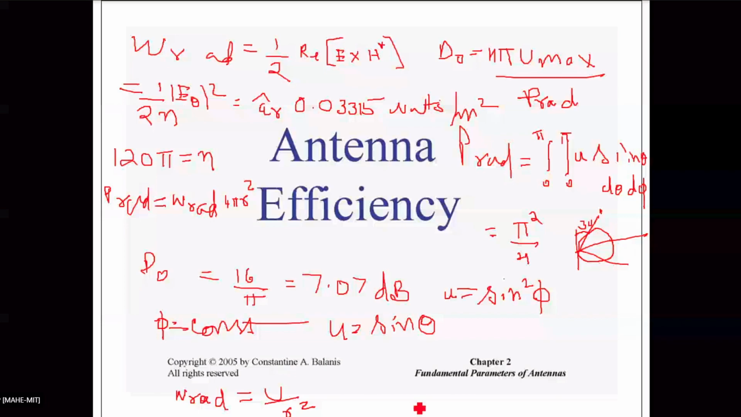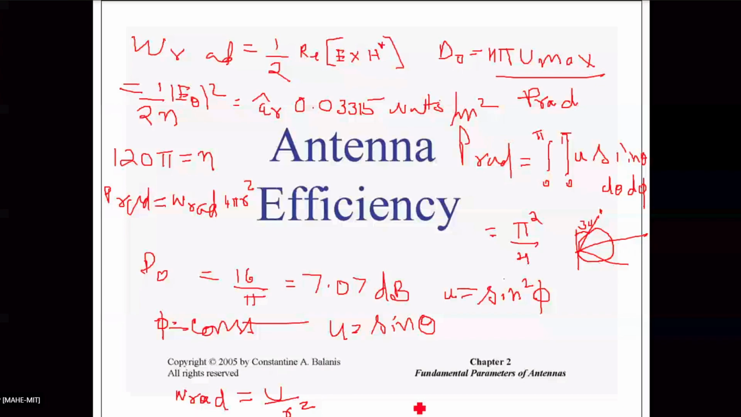You have found B naught. So U by R square, with R given as 1000 meters. So what is the expression for W rad? 6.366 into 10 raised to the minus 6 cos cube theta. Is it right? Yes, sir. So at what direction does the maximum occur?